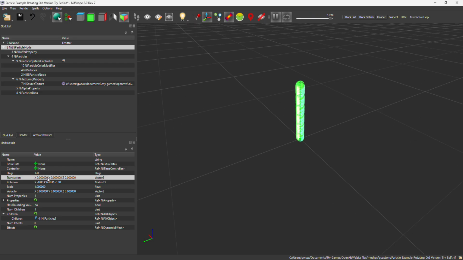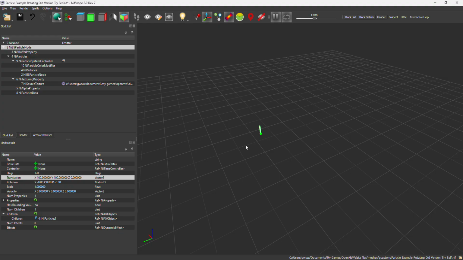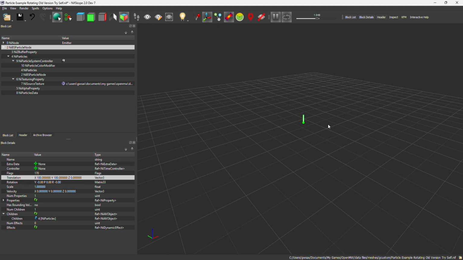One other thing you can do is you can change the translation of the emitter node, whatever you're using as the base for your particle system controller. You can just translate it in any direction you want. So we could go 100 and move it off in the X direction, and then 100 in the Y direction if we want. And now we have this. So we moved it this way, and then we moved it this way. That's pretty simple to understand.